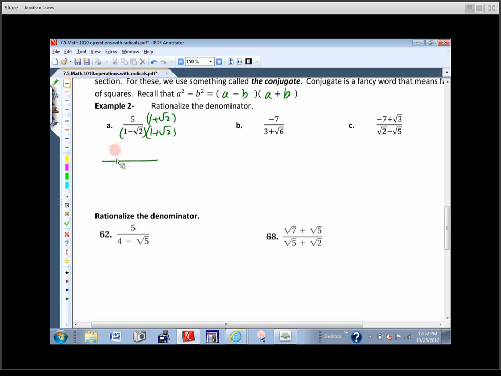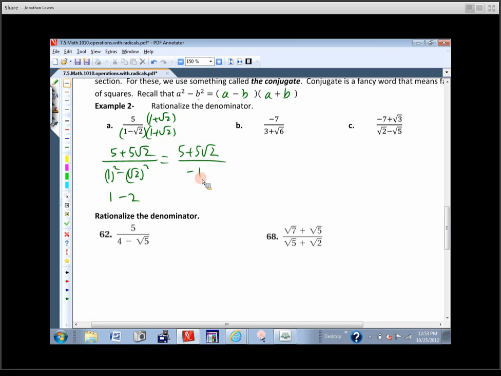Now, that is going to give me 5 plus 5 radical 2 on the top. I don't care that there's a radical there. On the bottom, I'm going to get 1 minus radical 2 squared. If I wanted to write it out completely, that's what it would look like. So I get 5 plus 5 radical 2. This is 1 minus 2. So the bottom's a negative 1.